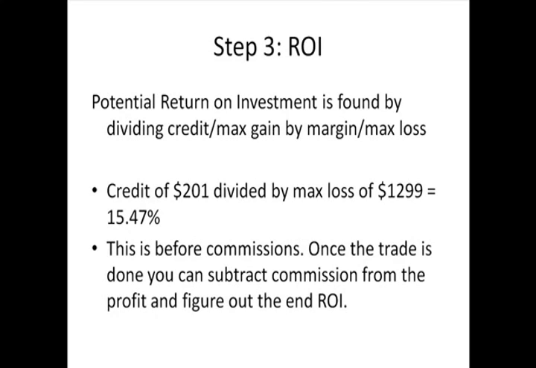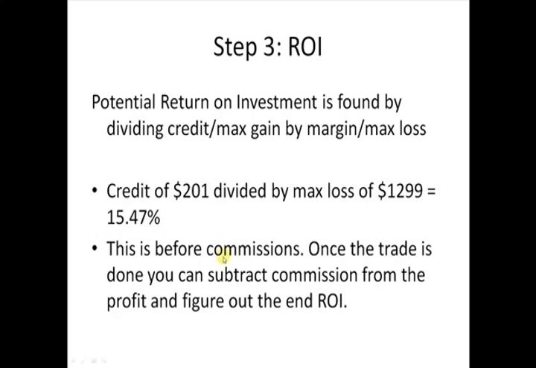Okay, so now step 3, how do you find the ROI? The potential return on investment is found by dividing the credit that we got by the maximum loss. So now if you remember, the credit we got was $201. We divide that by the $1,299 maximum loss, and we come up with a potential return on investment of 15.47%. This is the maximum you can make on this trade.